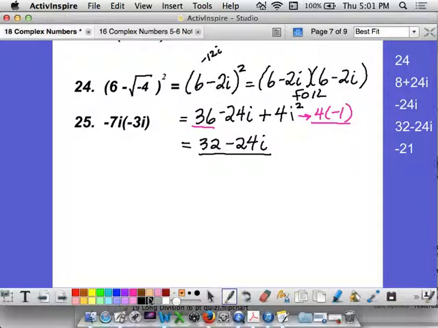On number 25, I'm going to multiply these. Negative 7 times negative 3 is a positive 21. i times i is i squared. Again, remembering that i squared is negative 1, my final answer is negative 22 on number 25.